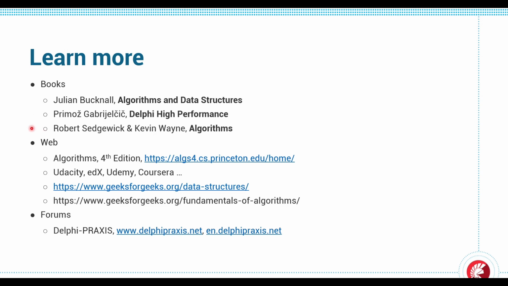And on the non-Delphi side, Robert Sedgewick and Kevin Wayne wrote an excellent book, Algorithms, with one downside: it has examples in Java, but it's still a great book. And it has a great online edition at Princeton.edu with all examples and all texts and everything. Then you have different courses at every course provider, and you can get a lot of information at the GeeksforGeeks site under the topic of data structures or fundamentals of algorithms.